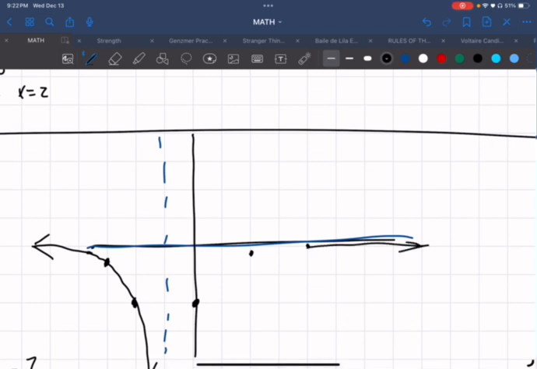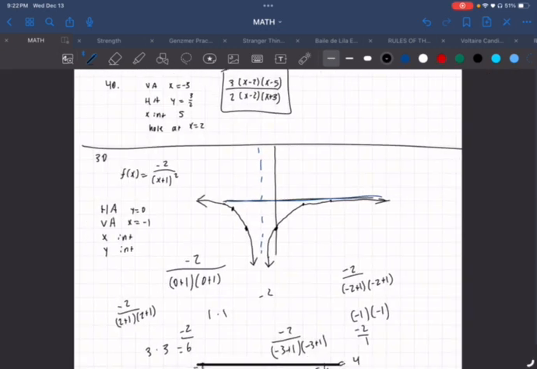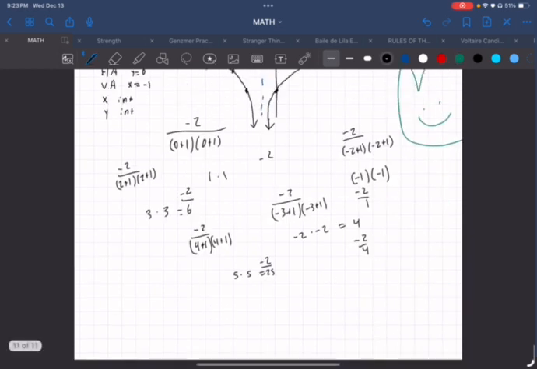But not touching, because the vertical asymptote it cannot cross, but it can cross horizontal. So let's just see if I did this correctly. I did it correctly. Yay! Okay, next question.